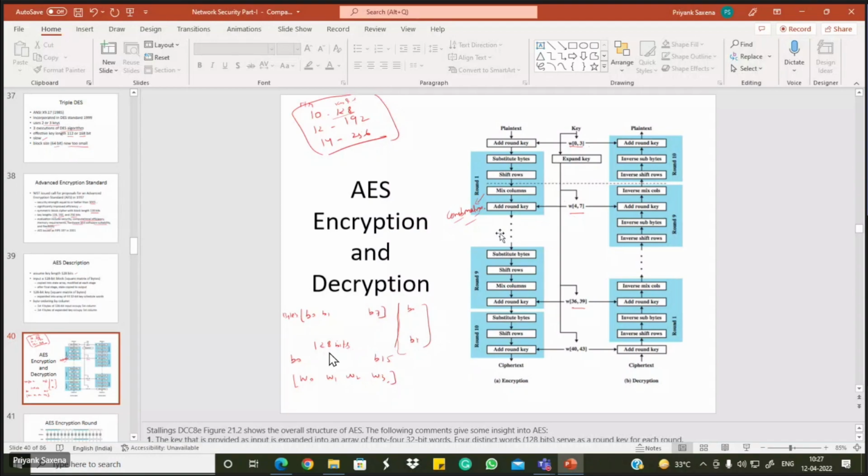Okay. So again, the same thing will happen. XOR, then the AES output will come after round 1. Then like that, substitution byte, then mixed columns, round key, like that, round 3, round 4. Similarly it will go on, right?